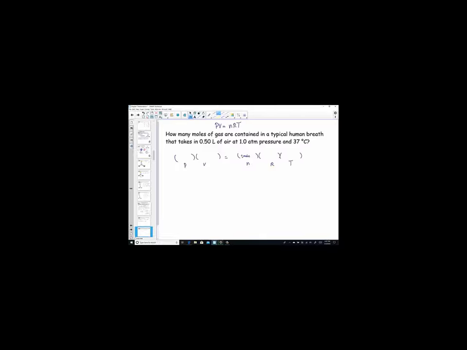That's my target variable. The volume must be in liters, and it is, so that's good, 0.5 liters. The pressure is given to me as 1 atmosphere. And now remember, as soon as you know P, you also know R. Pressure is measured in atmospheres, so we have to use the appropriate R constant, 0.0821 liter atmosphere over Kelvin mole. Temperature is 310 Kelvin. PV equals nRT.